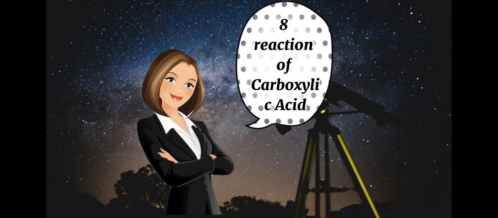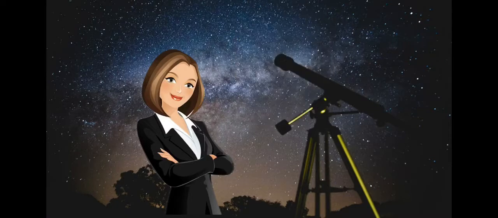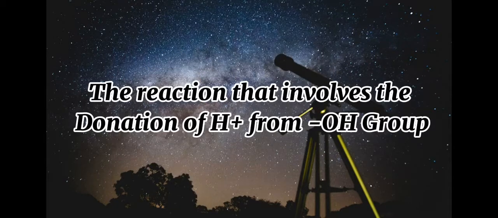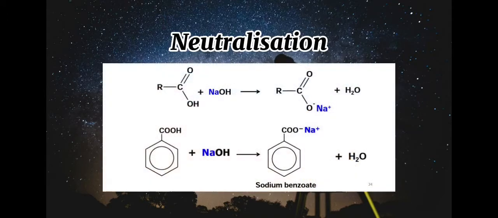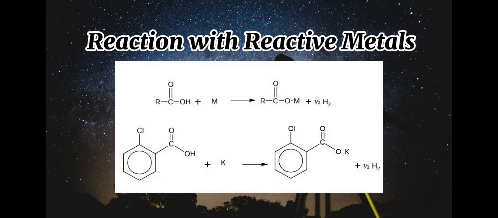There are 8 reactions of carboxylic acid. The reaction that involves the donation of hydrogen from the hydroxyl group is neutralization. Carboxylic acids are acidic. They can react with a base such as sodium hydroxide to give a metal carboxylate salt. The second is reaction with reactive metals such as sodium, potassium, calcium, magnesium and iron.